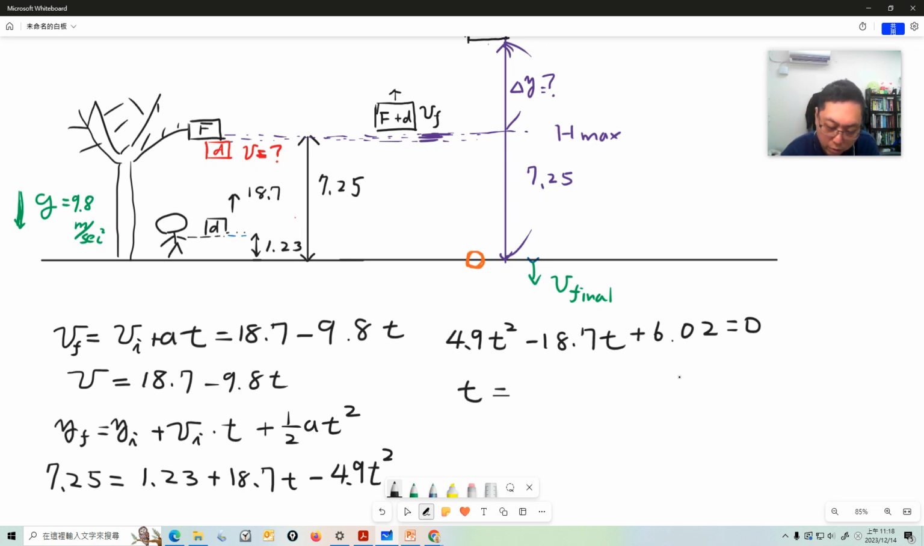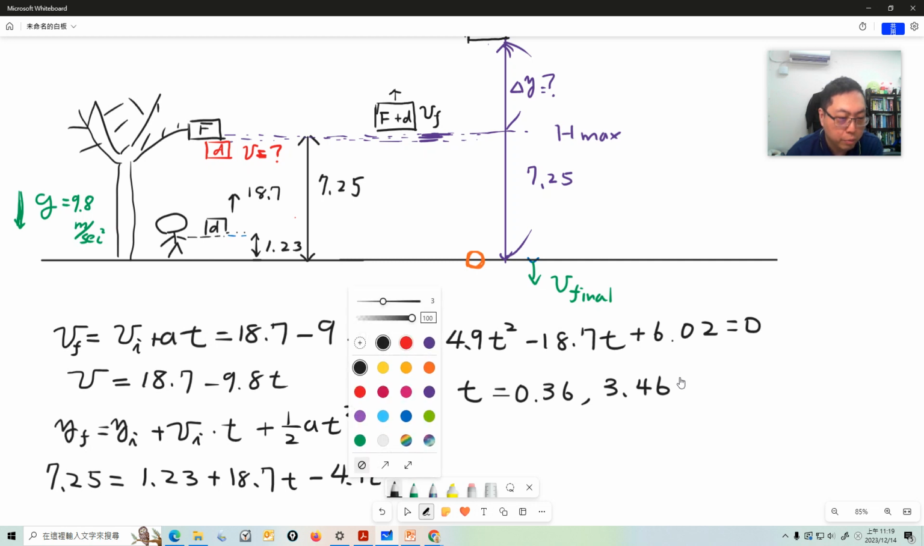I just give you the answer quickly. One is 0.36, and the other is 18.7 plus 15.22 divided by 9.8, which is 3.46. Okay, you got two answers. Which one is reasonable? That's why we need this equation.